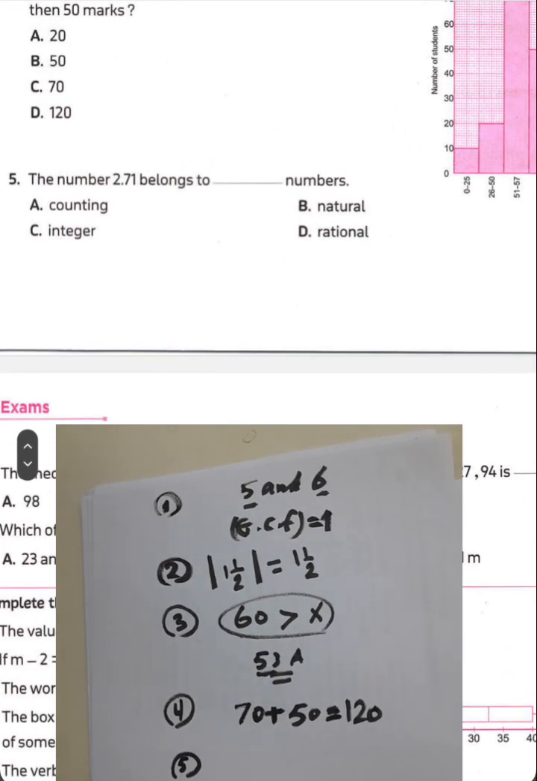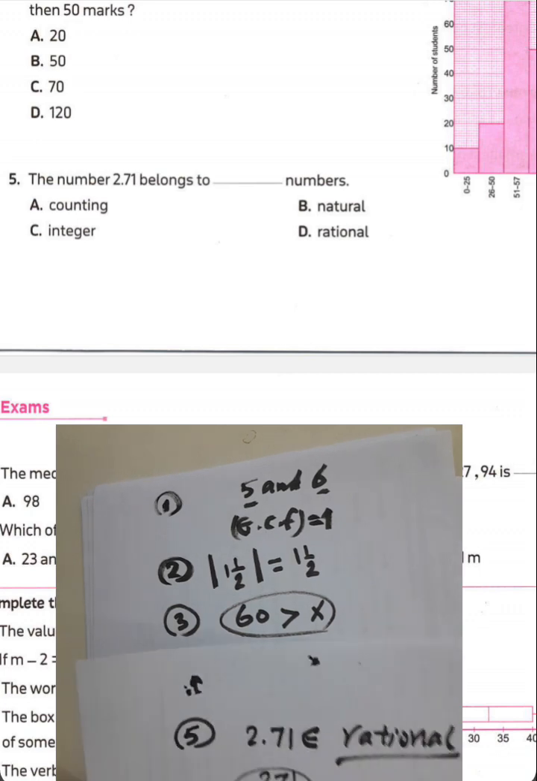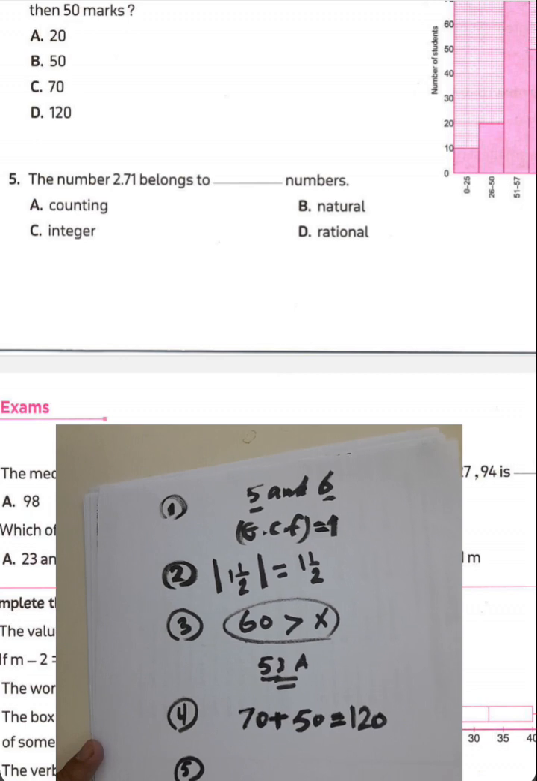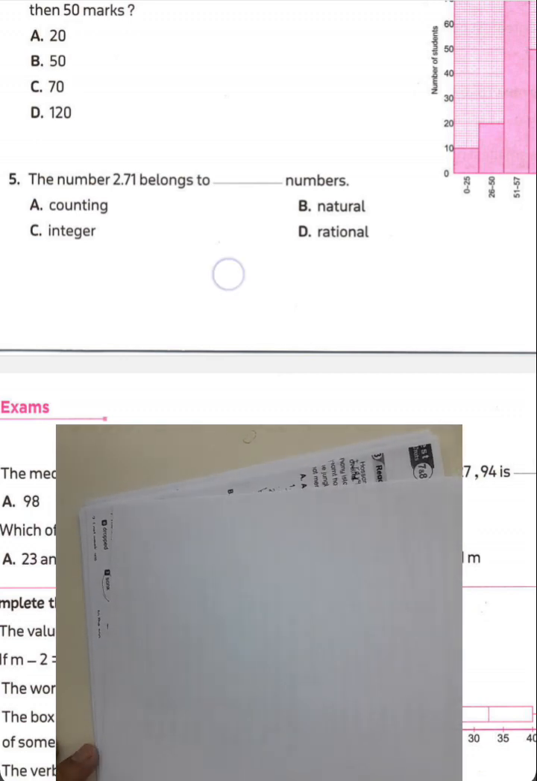Question number 5. Is the number 2.71 belonging to the rational numbers? Letter D. It's a decimal. 2.71 belongs to the rational numbers because we can write it as 271 over 100. Now we will solve question number 6.